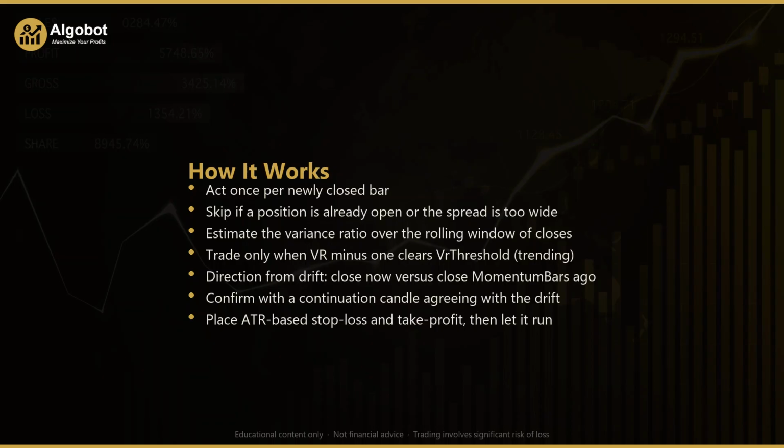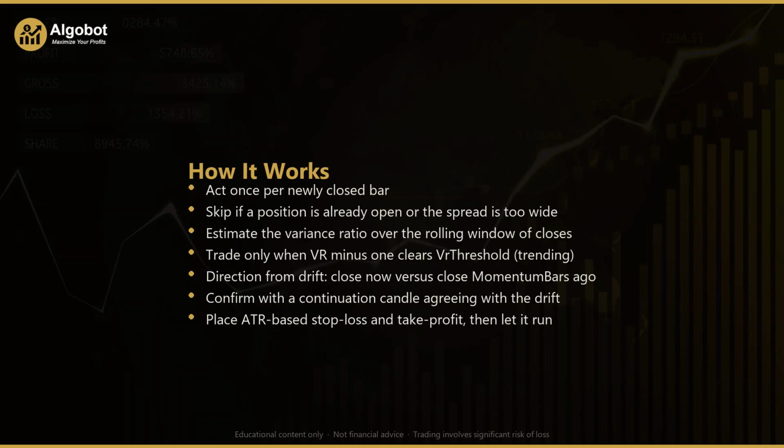The just closed bar must agree with the drift. For a long, the drift must be up and that last candle must have closed bullish, above its own open. For a short, the drift must be down and the last candle must have closed bearish. This is the continuation candle idea. The strategy wants the most recent bar pushing in the same direction as the trend, not an exhaustion move against it. Finally, risk. The EA reads the average true range and uses it to place the exits.